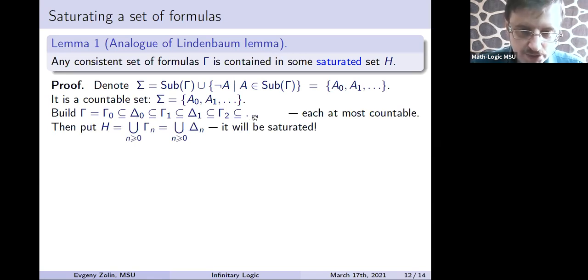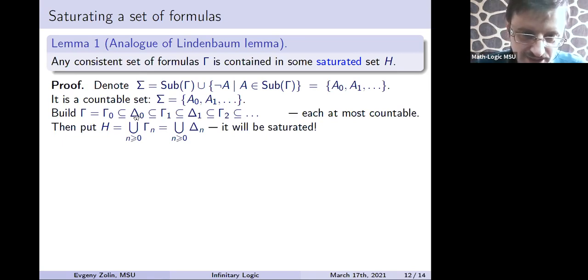We will now show how to build them. And then after this, we take the union. Of course, the union of gammas is the same as the union of deltas, because every gamma is contained in some delta, and every delta is contained in some gamma. So the union will be our saturated set. This will not be very hard to show.